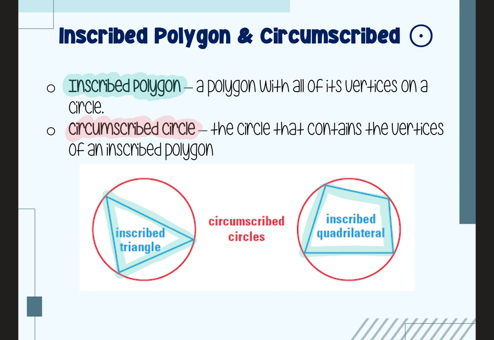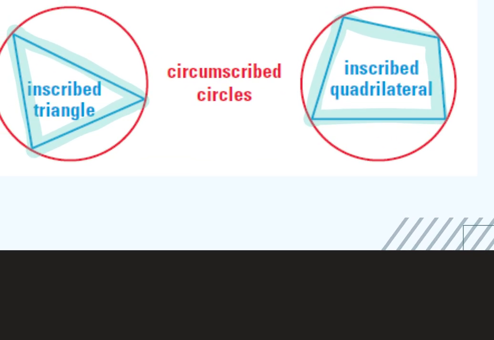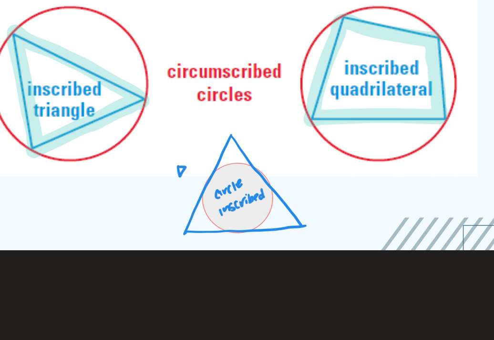So in these cases, the circle is circumscribed and the triangle or the quadrilateral are inscribed, but that could also be reversed. I could also have the circle on the inside and the triangle on the outside. And in this case, we would say the circle is inscribed and the triangle is circumscribed. So inside, inscribed, outside, circumscribed.